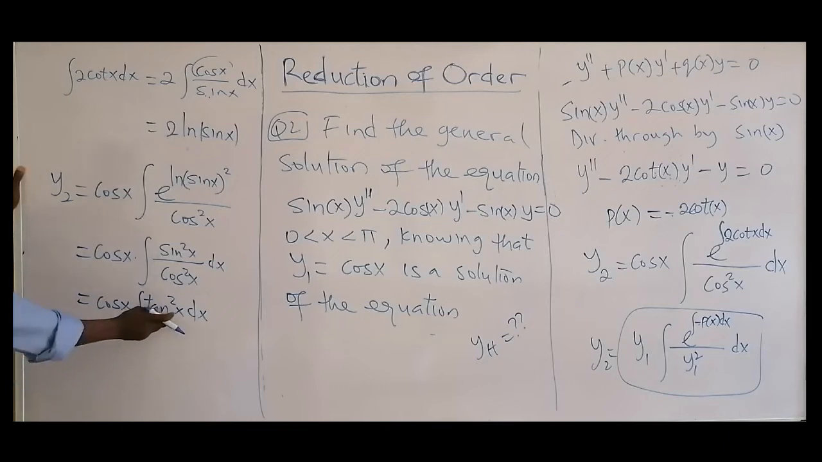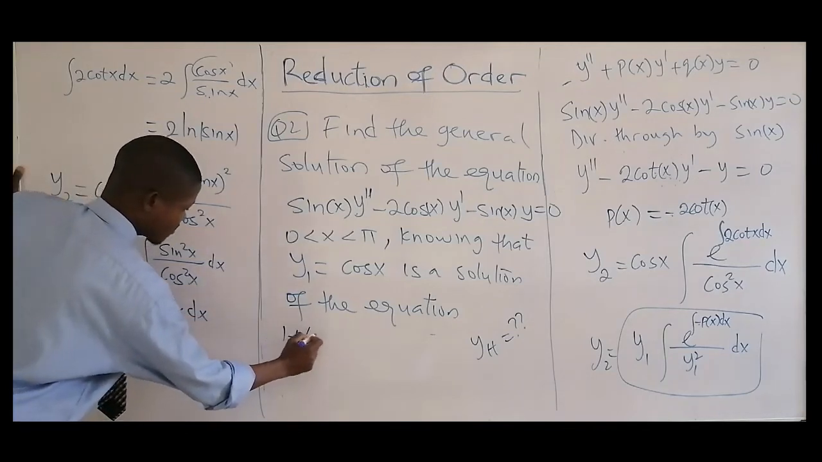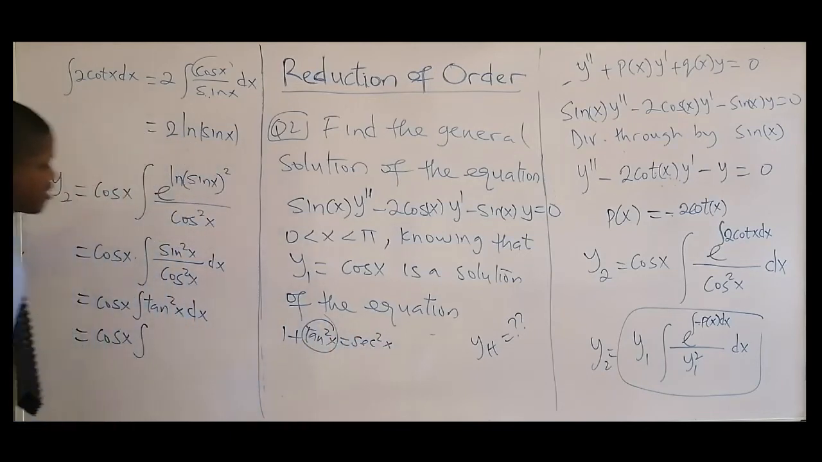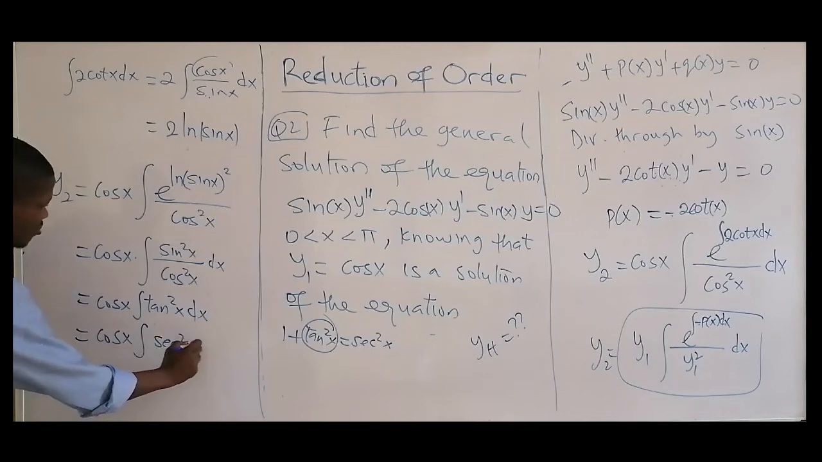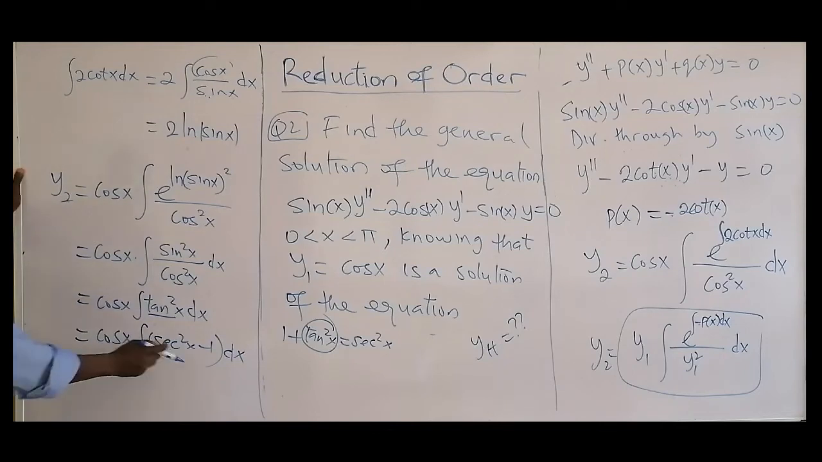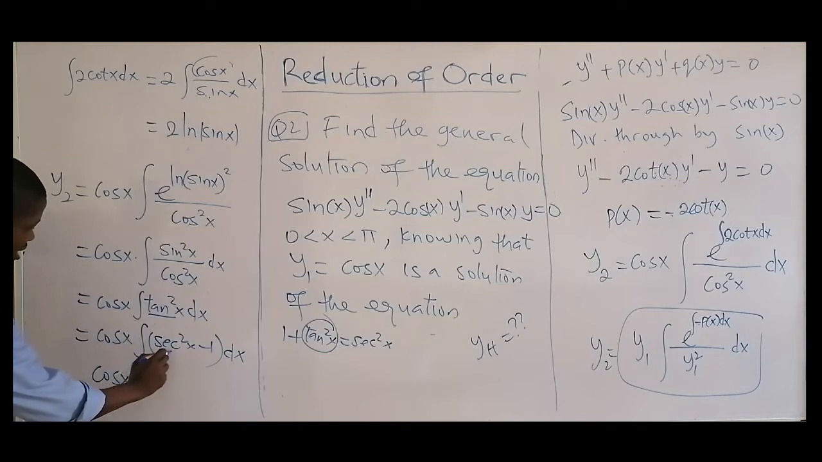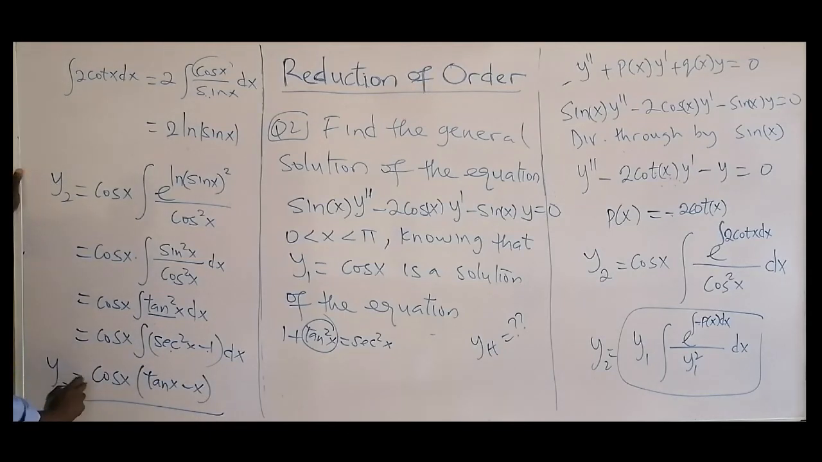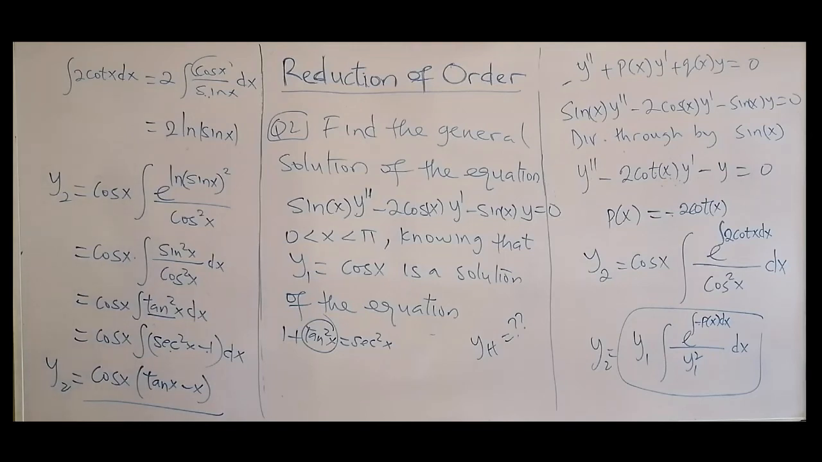Okay, so we don't have a direct table for tan square x. So what we can do is use an identity. Don't forget 1 plus tan square x is equal to sec square x. So we can make tan the subject, and that will be sec square x minus 1, because there is no table for tan square x. So we can play with the identity and get the integration. The integral of tan square x is tan x minus x. So that's my y2 for that question.